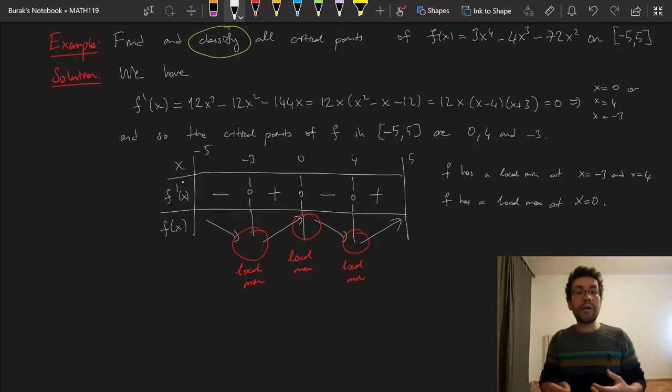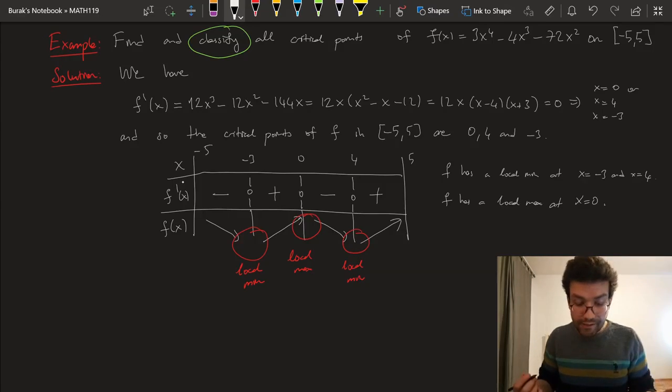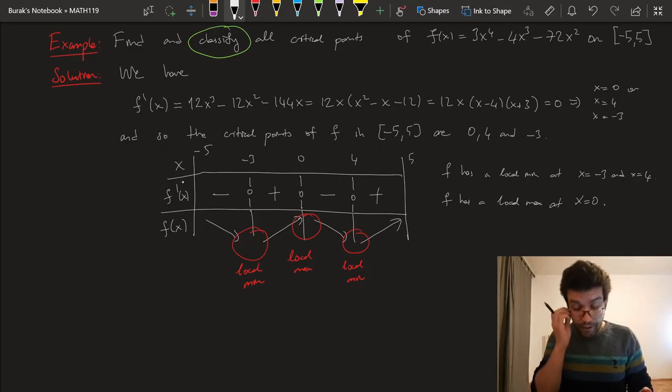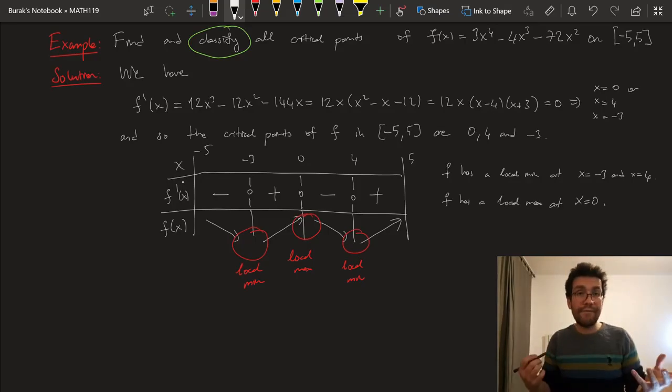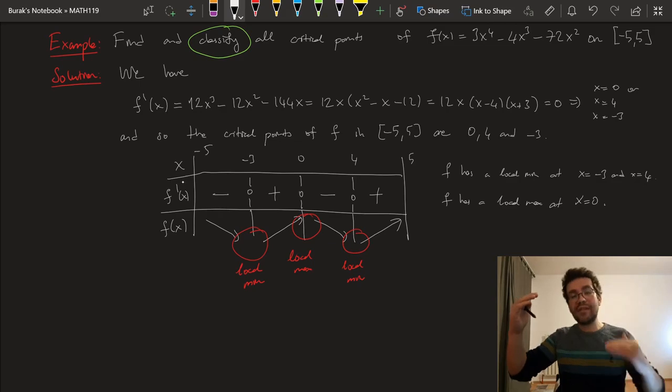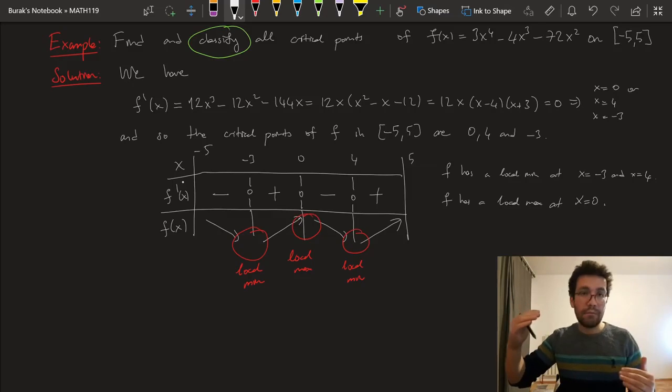If I want to find all the extreme values of f, what I would do is I would just plug these numbers into this function, okay? And I would also plug in the endpoints. Then I would get 5 values. The biggest one will be the absolute maximum. The smallest one will be the absolute minimum, okay?